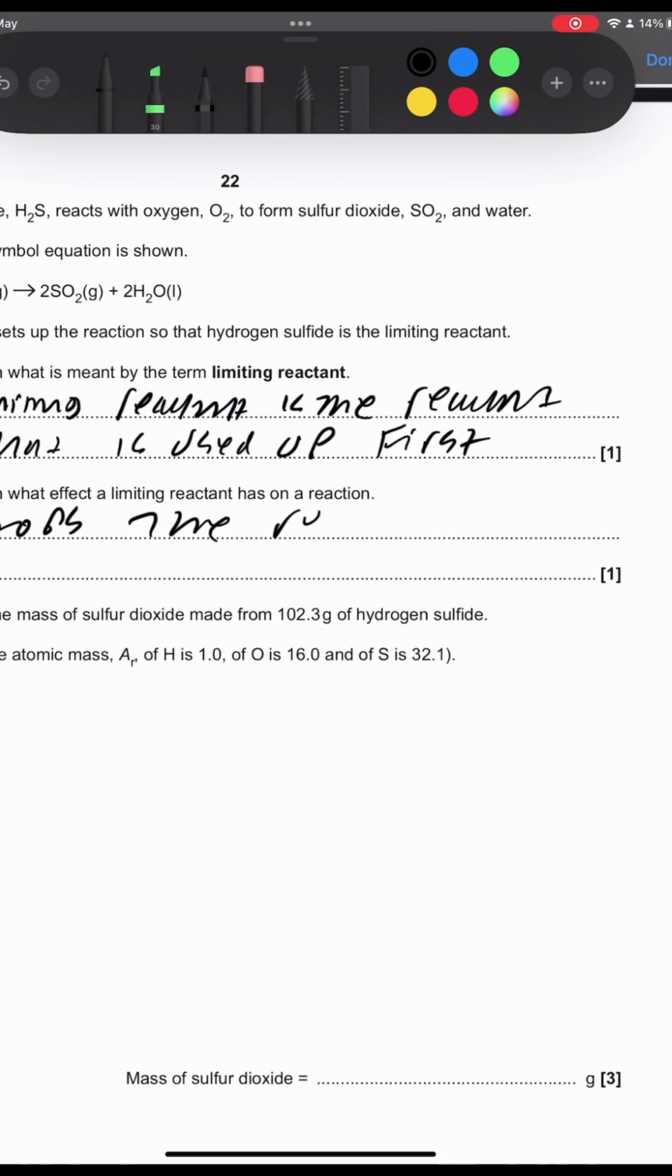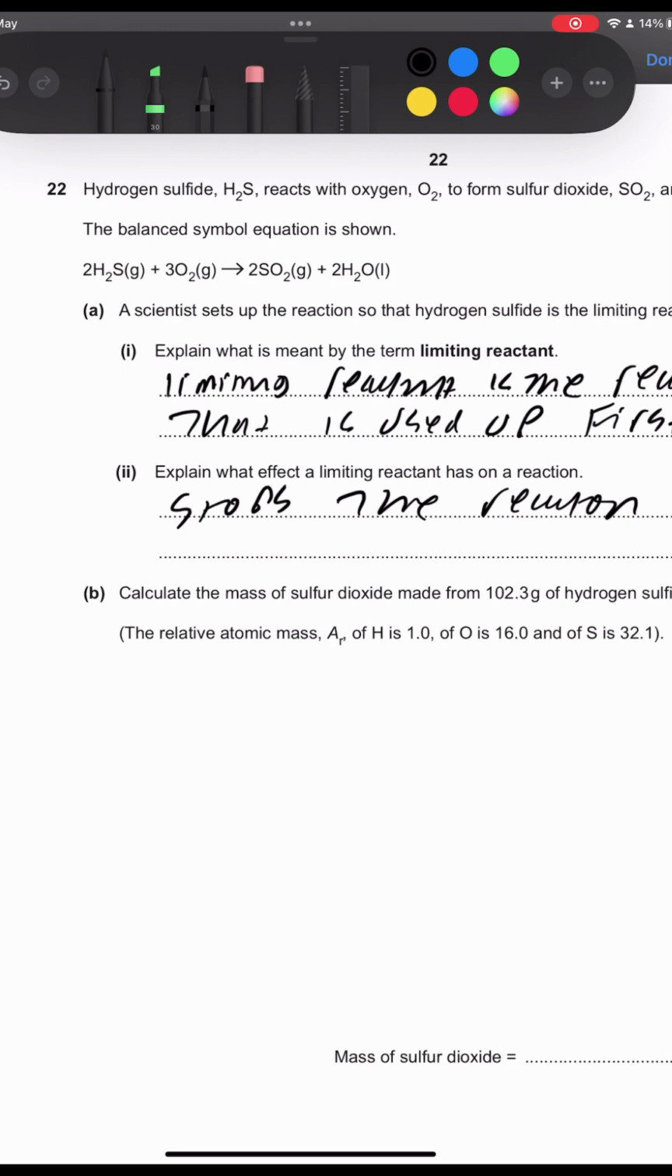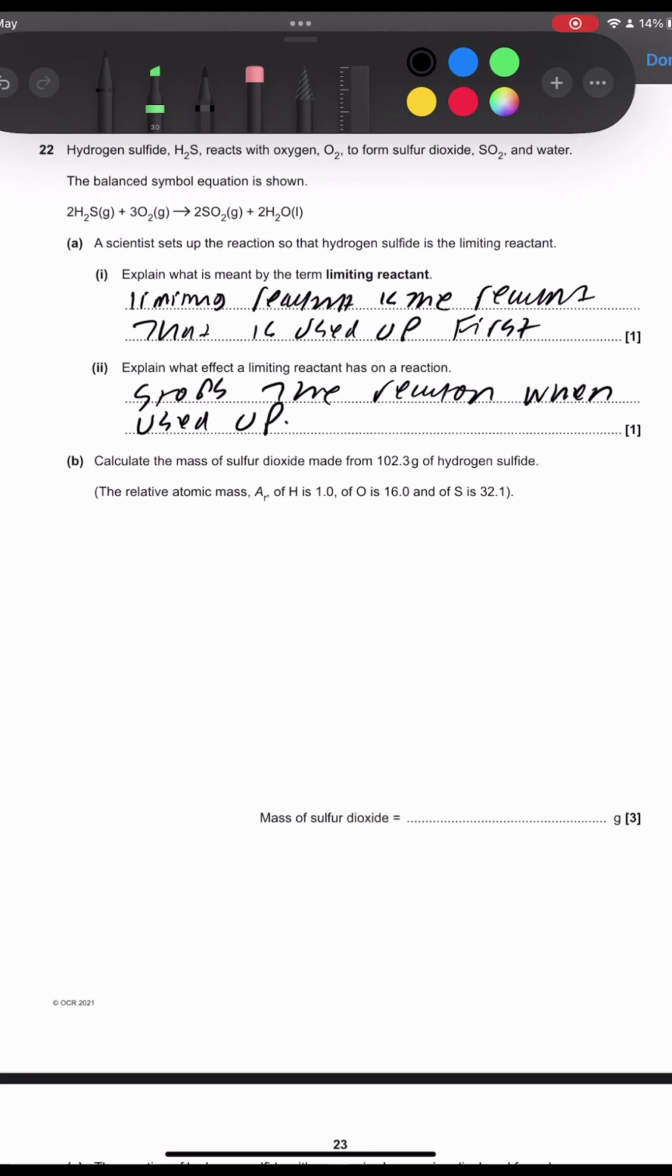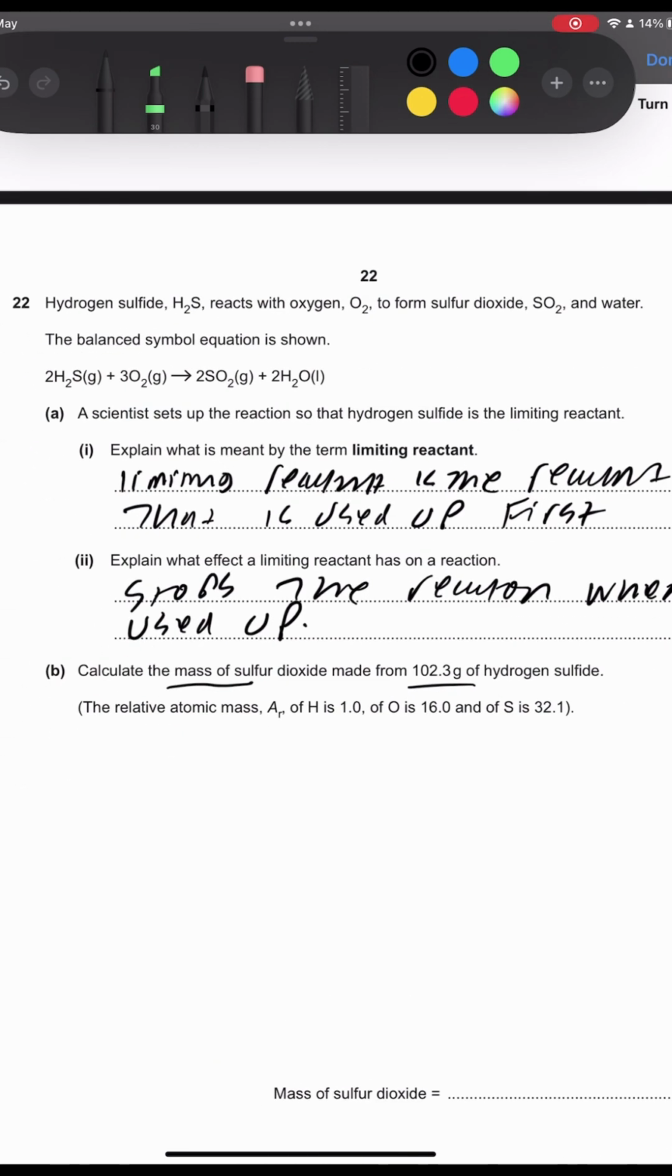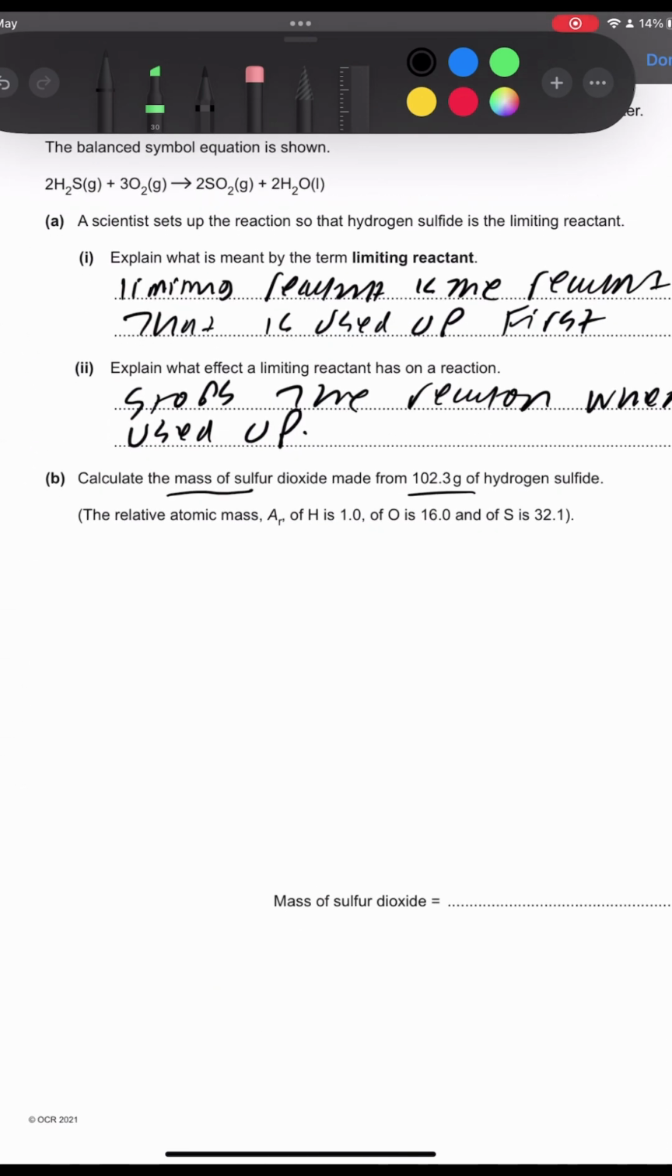Limiting reactant is the reactant that is used up first. Then it stops the reaction when used up. The effect that the limiting reactant has on the reaction is it stops the reaction when used up.